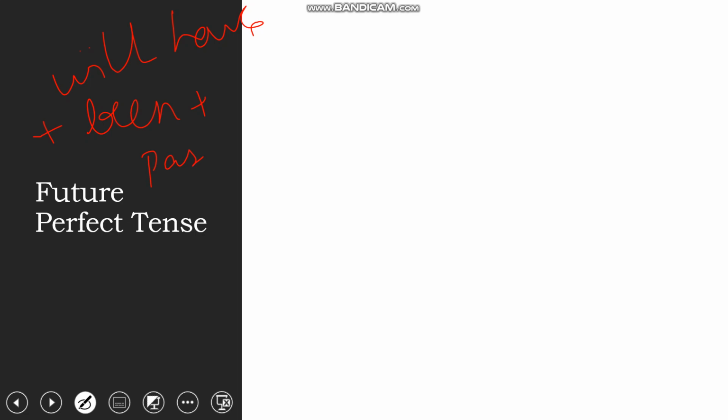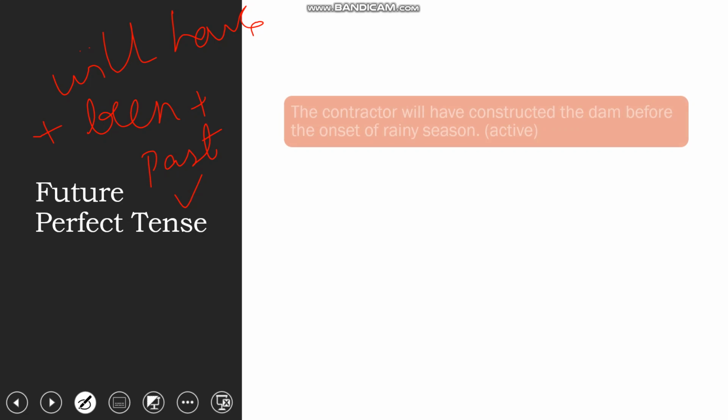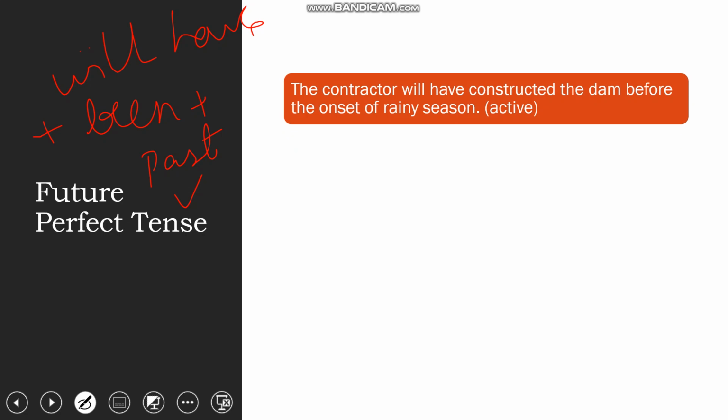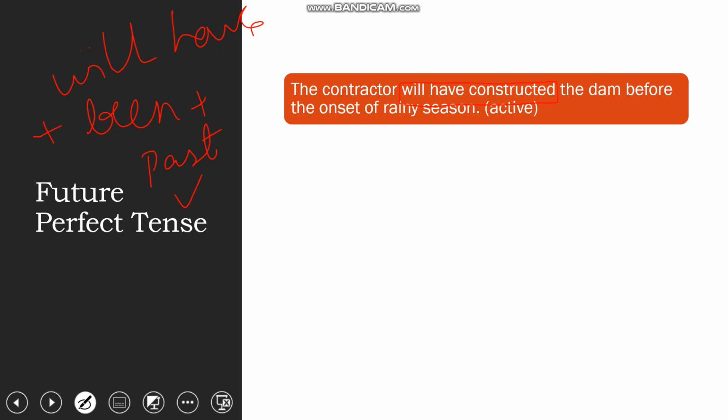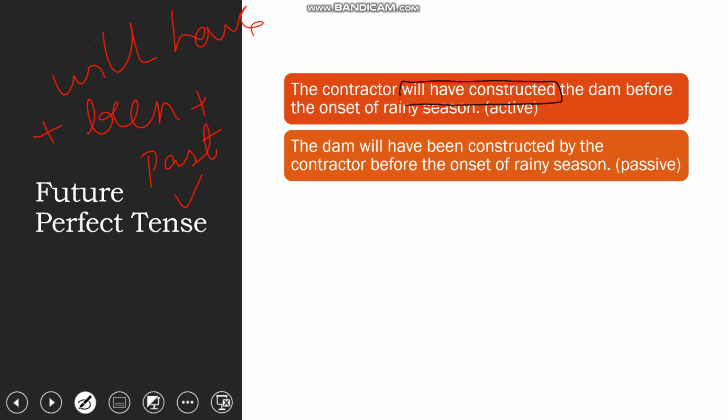For example, let's see an example to better understand it. The contractor will have constructed the dam before the onset of rainy season. Now, this particular sentence is in future perfect tense. Now, let's change the voice to passive voice. The dam will have been constructed by the contractor before the onset of rainy season.